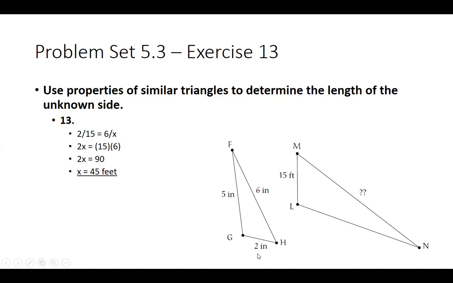So small triangle has a 2, big triangle has a 15, 2 over 15. Small triangle has a 6, big triangle has an unknown, 6 over x. Cross multiplying, 2 times x equals 6 times 15. 2x equals 90. Dividing both sides by 2, x equals 45, and that triangle is in feet. So 45 feet.